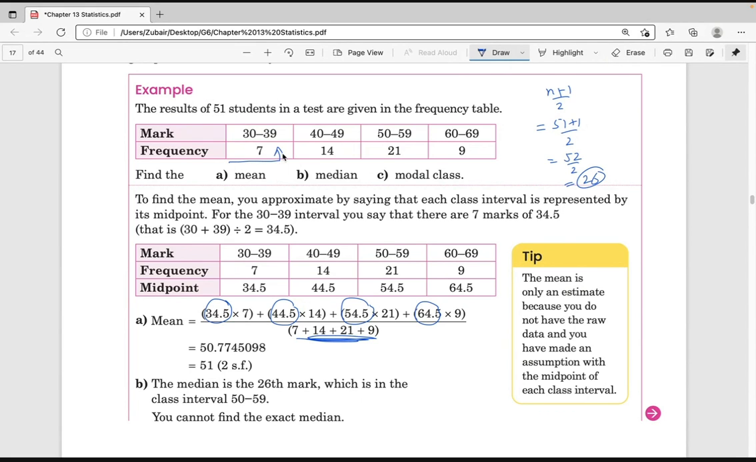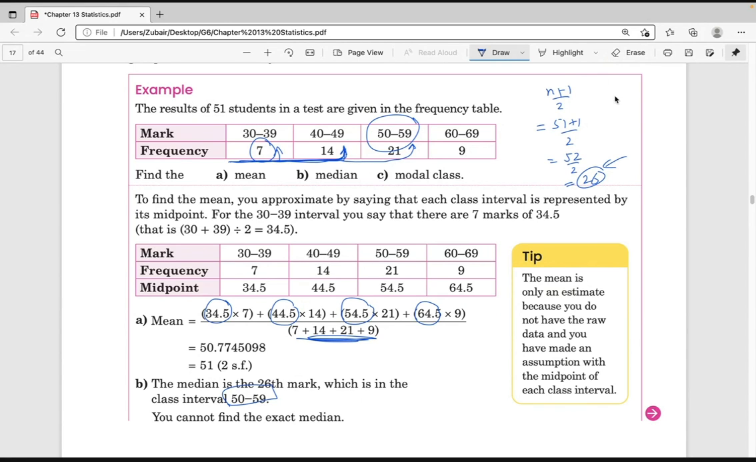So till now these are 7, and how many are these? 14. Altogether 7 and 7 and 14 is 21. Till now these are 21, but I need to reach 26. So when I add 21, definitely 26 is within this class, and that is my median. 50 lies between 50 to 59.